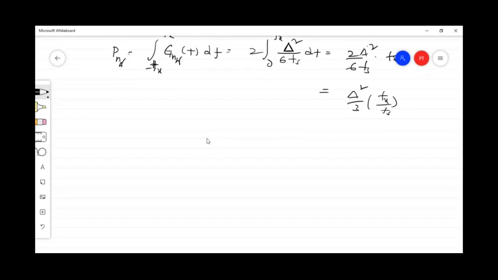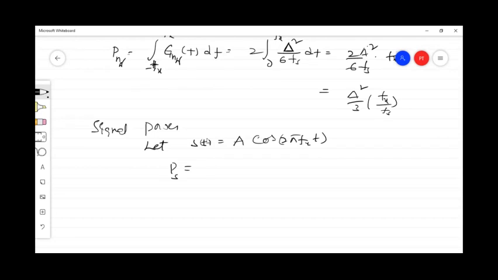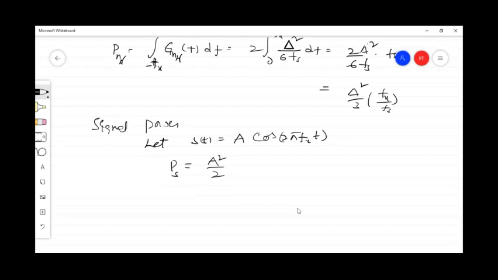Now let us calculate the signal power. How do we calculate it? Let us assume the signal S of t is a sinusoid, A cos 2 pi fx t. Then what about the power? Signal power is simply written as A square by 2, because it's a sinusoid. So we can easily calculate that.